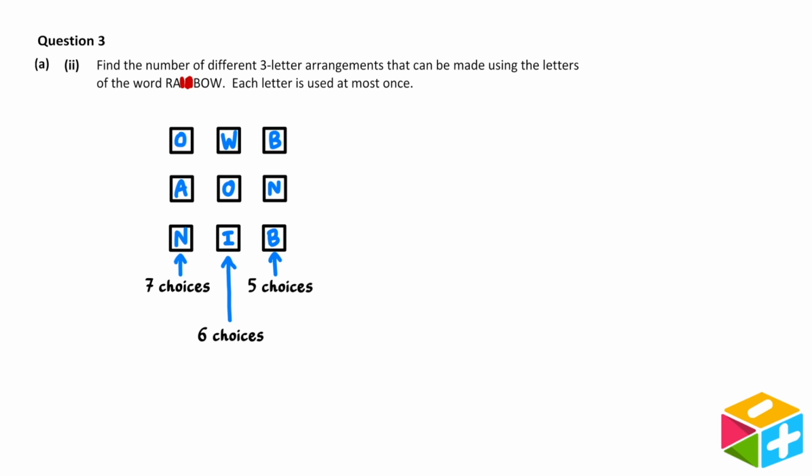So, how many total arrangements are there? Well, all we have to do is multiply together the choices we had for each box. This gives us 7 times 6 times 5, which is 210.